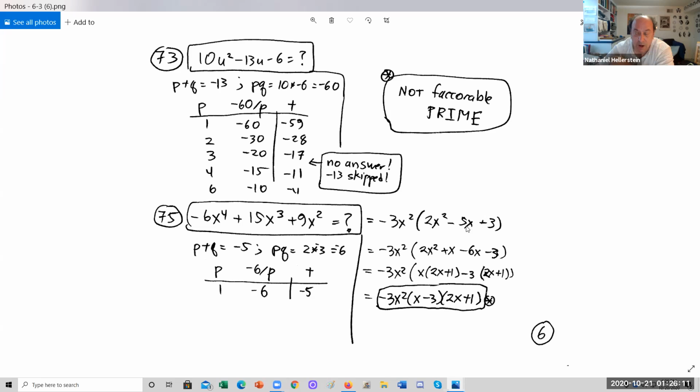So minus 5x is x minus 6x. 2x squared plus x, common factor of x, times 2x plus 1. 6x minus 3 is minus 3 times 2x plus 1. So pull out a 2x plus 1, leaving an x minus 3. And don't forget the minus 3x squared as well.